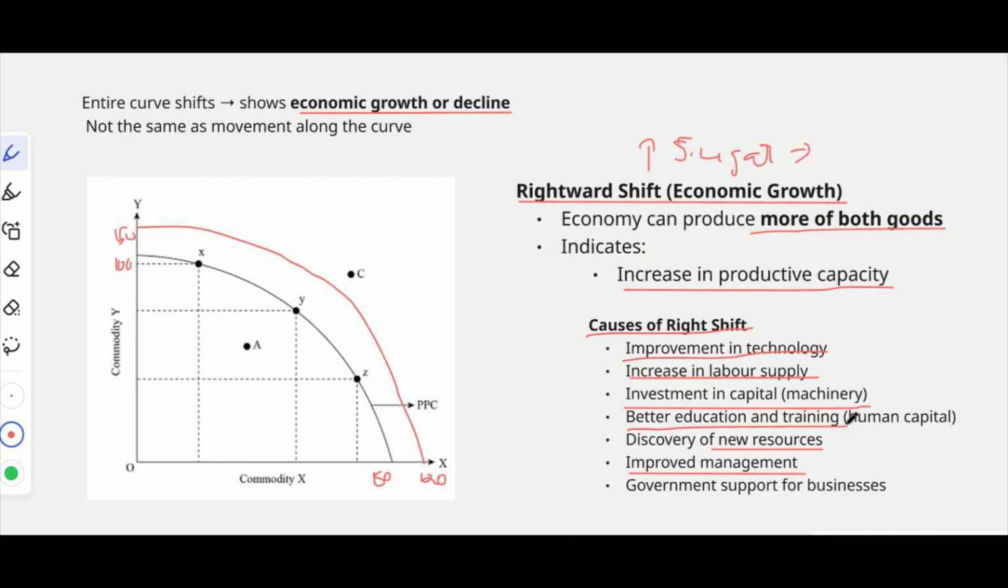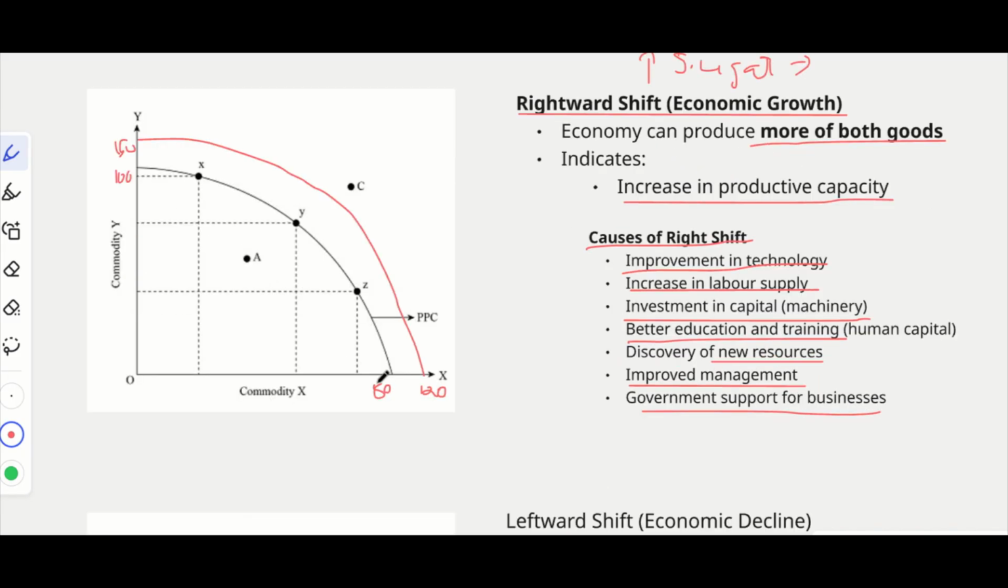Then improved management, so proper management. When the management is more efficient, it will also lead to an improvement in production. And then government support for business. Whenever the government provides you some subsidies or some relaxations or other incentives, that will also boost the production. So the curve will shift to the right.